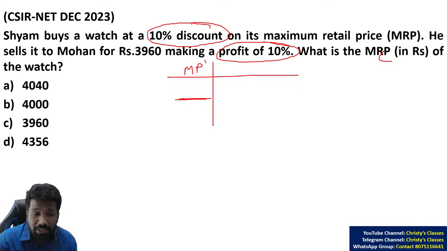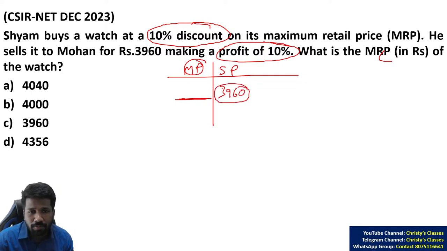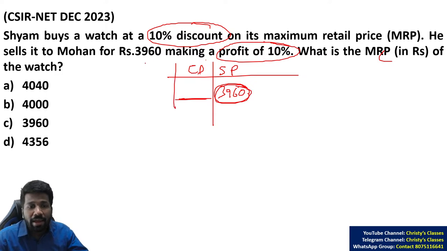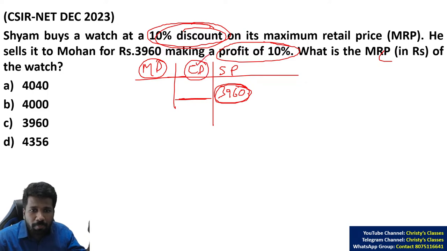So, from Shyam's perspective, Shyam's selling price is 3960. The marked price and Shyam's cost price we also don't know. I am telling everything with respect to Shyam. Shyam's cost price we don't know. Shyam's selling price, you know, is 3960. And what the marked price is, we also don't know. But we know there is a 10% discount. That means he got a 10% discount on the marked price, and after that comes the cost price.